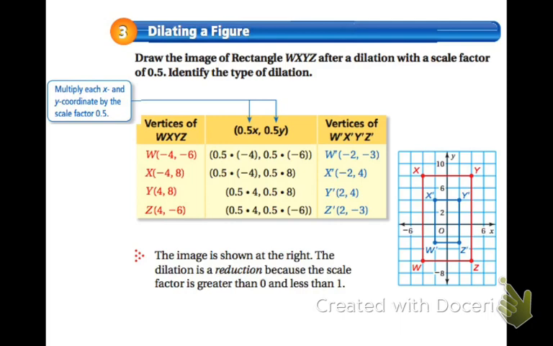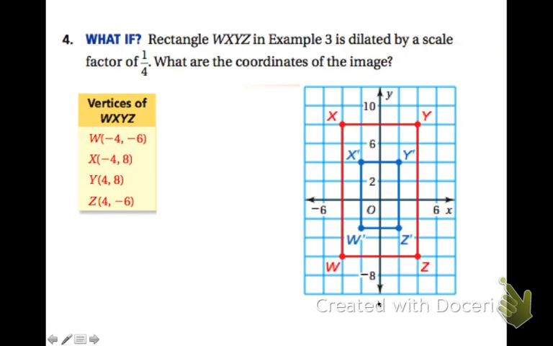So example 3 is a reduction. In example 3, you can see that when you have a fraction or a decimal, 0.5 is the same as 1/2, you still multiply everything by that scale factor to get your new vertices and graph it. And then you can also name the dilation. This is a reduction. So let's do a reduction.